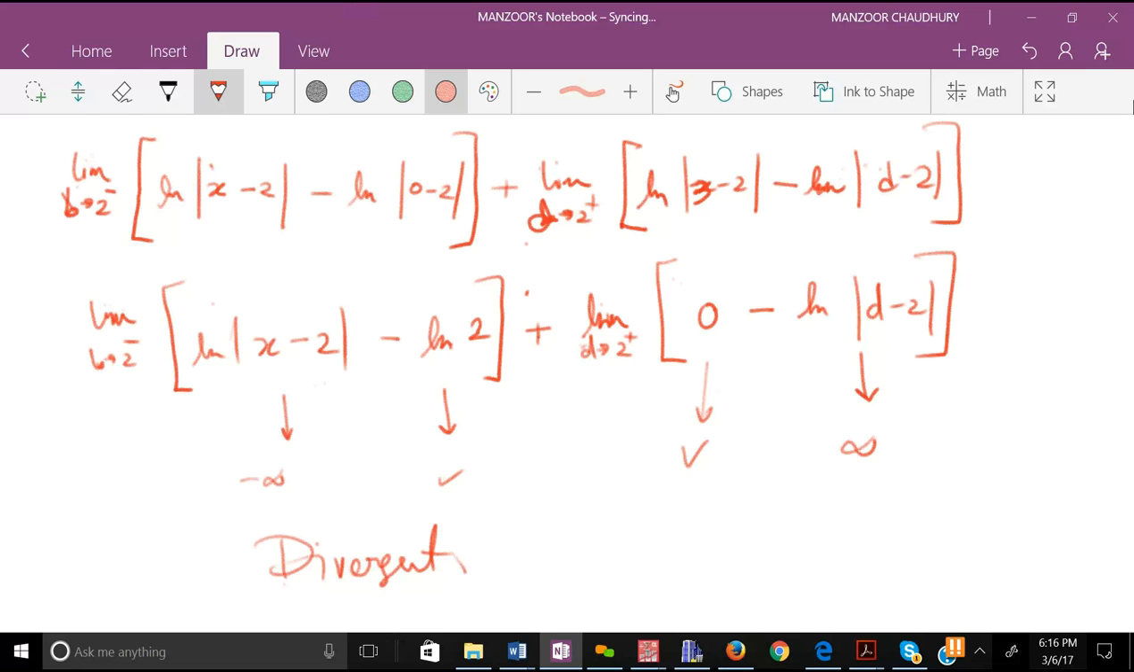Okay. So, next problem is 38. For me, the denominator is root x times x plus 4.